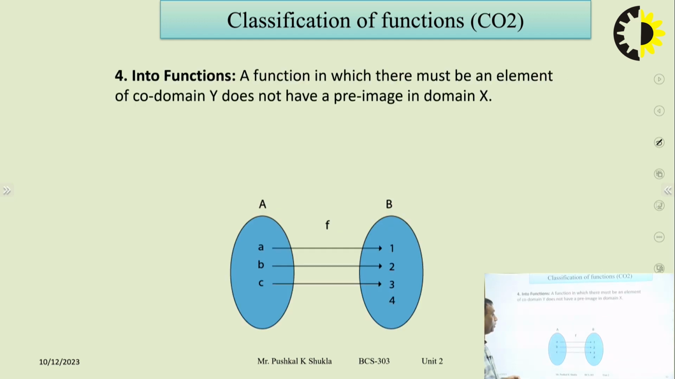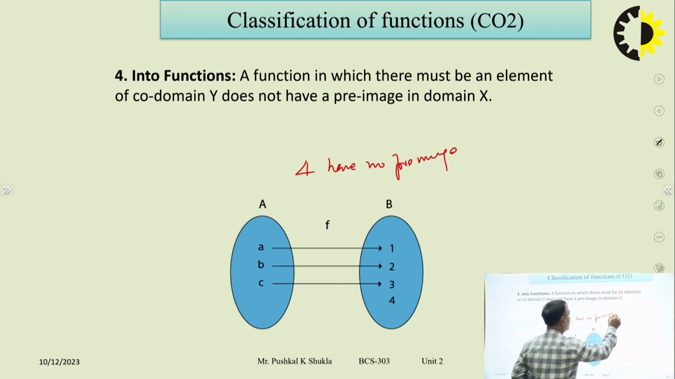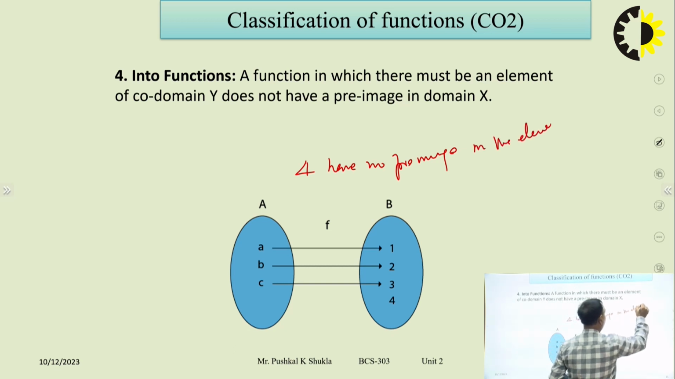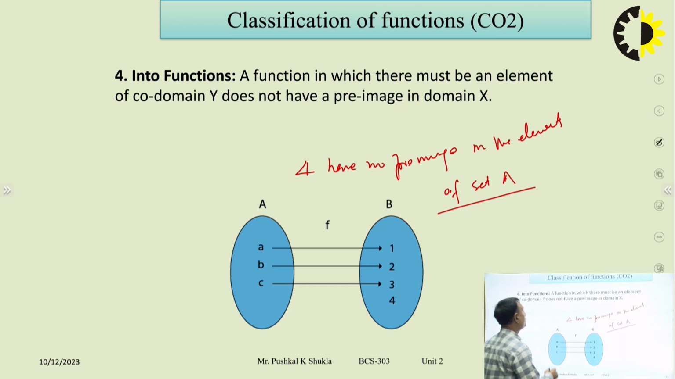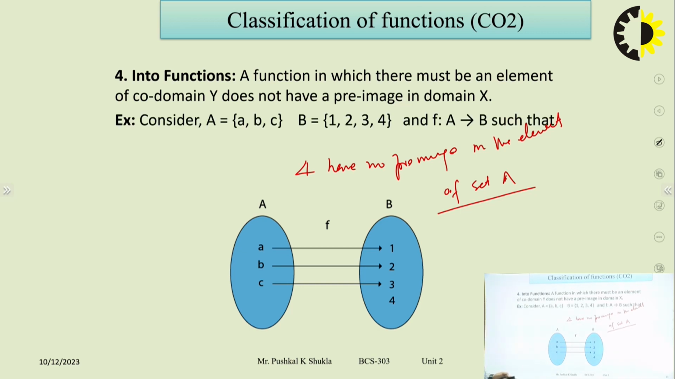Into function. A function in which there must be at least one element having no pre-image in set A. So here A, B, C are the elements of set A, and 1, 2, 3, 4 are the elements of set B. So here 4 is the element in set B that has no pre-image in the elements of set A. So this is the case of an into function. This is the example.